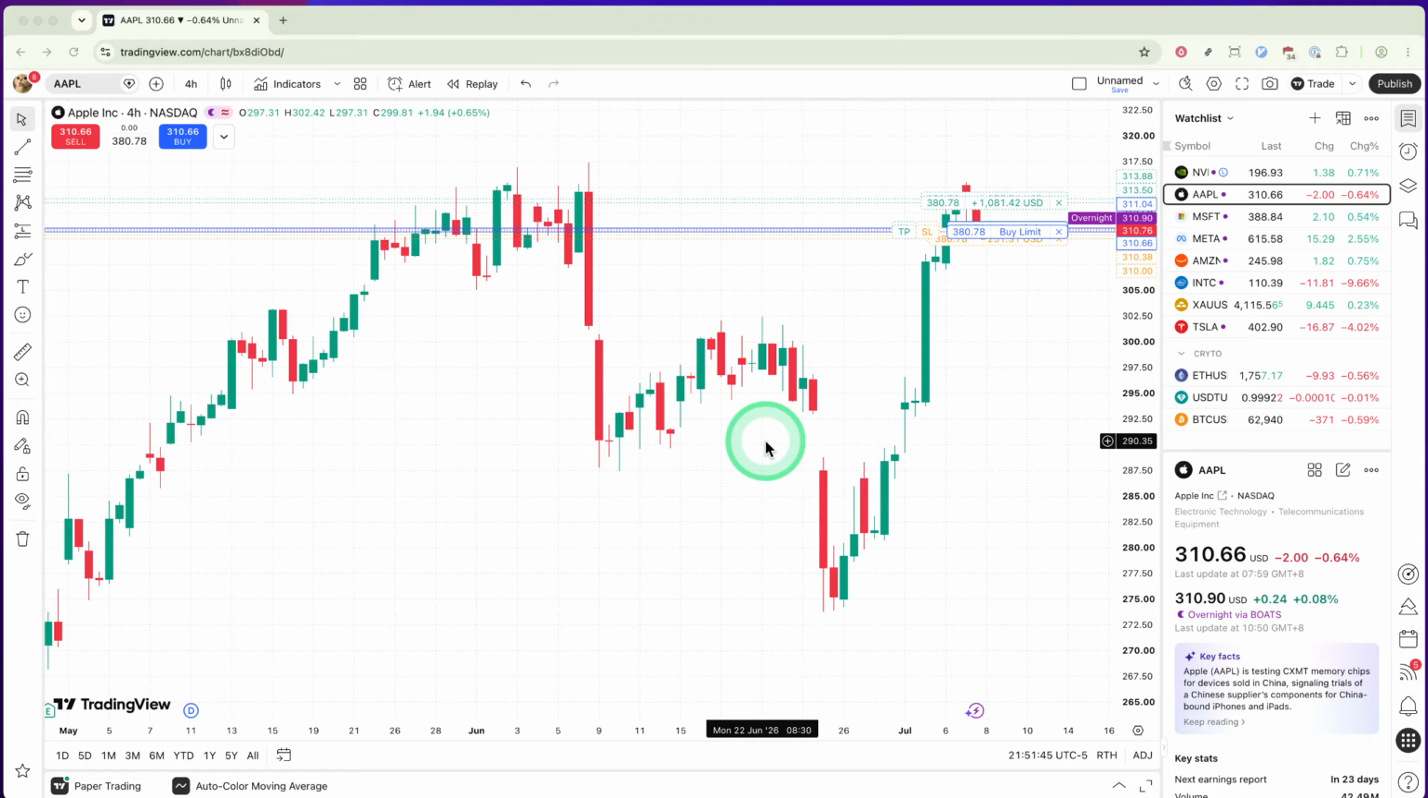Now, let's dive in and learn how to use this tool step by step. To start, open Tradingview and navigate to the chart of the asset you want to trade. This could be a stock, cryptocurrency, forex pair, or any other instrument available on Tradingview.